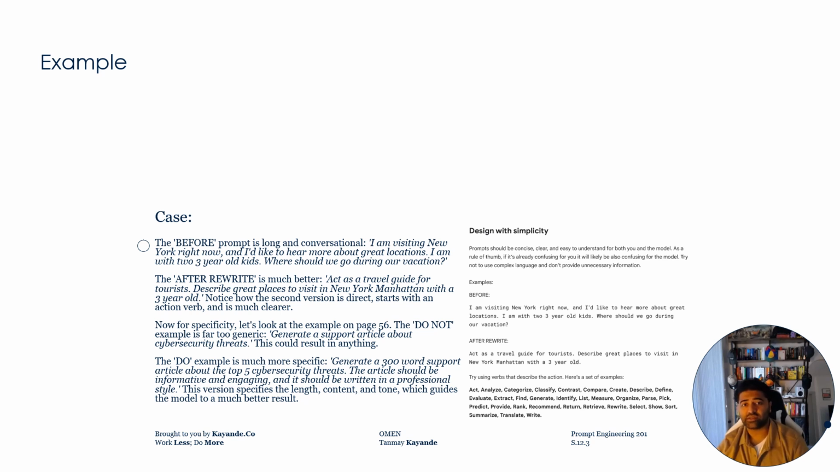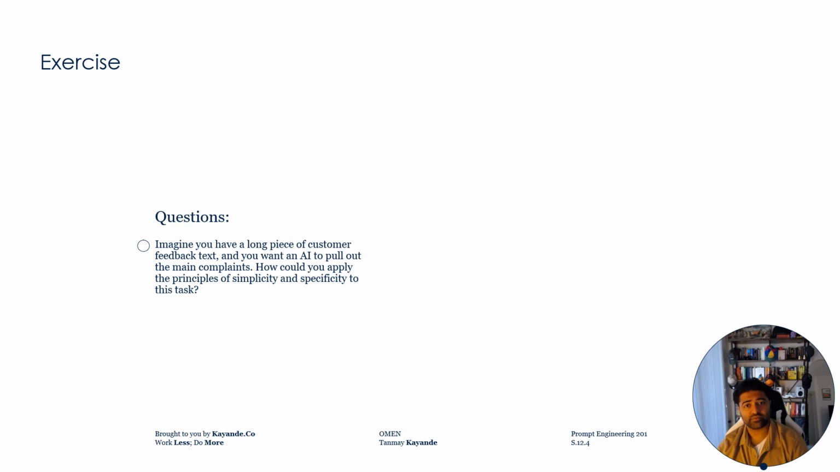The before prompt, what you see here, is long and conversational. The after rewrite is much better. Notice how the second version is more direct, starts with an action verb, and is much clearer. Now for specificity. The don't example is far too generic. This could result in anything. The do example, though, is much more specific. This version specifies the length, content, and tone, which guides the model to a much better result.